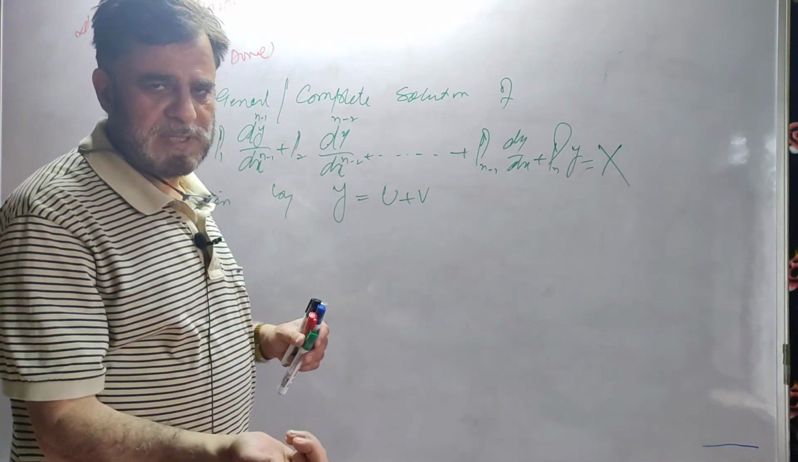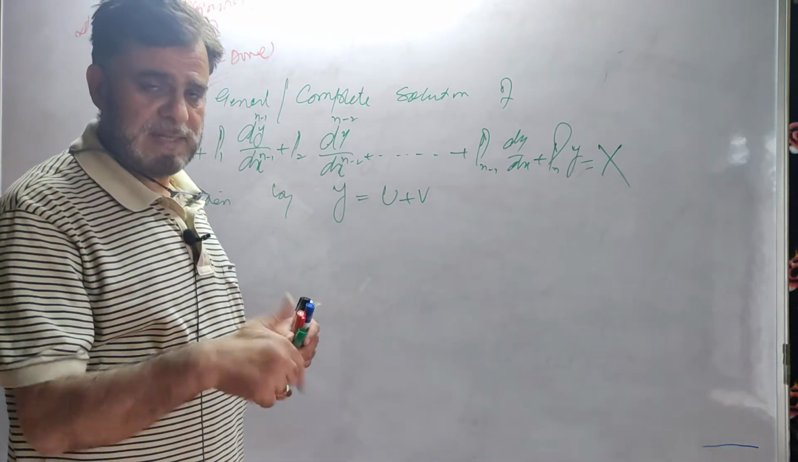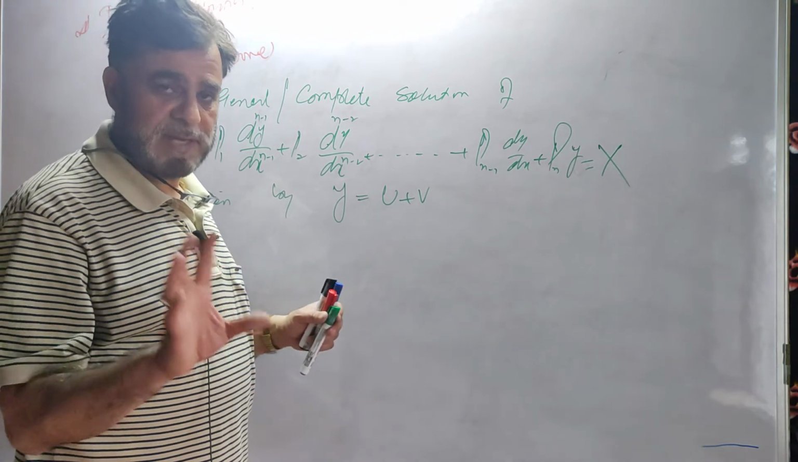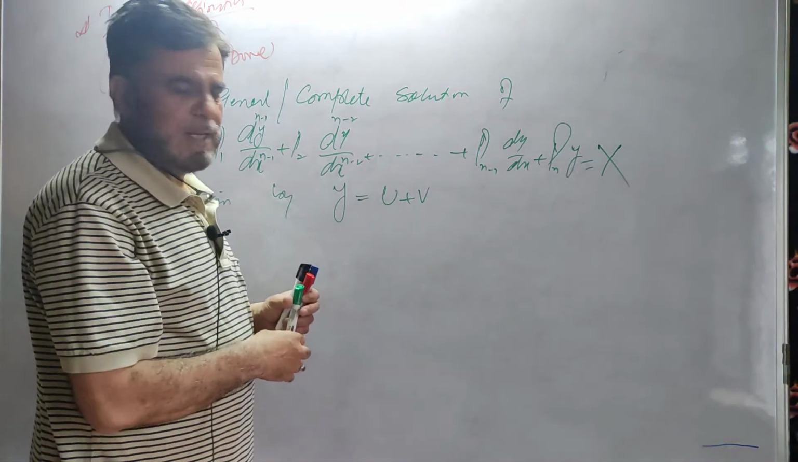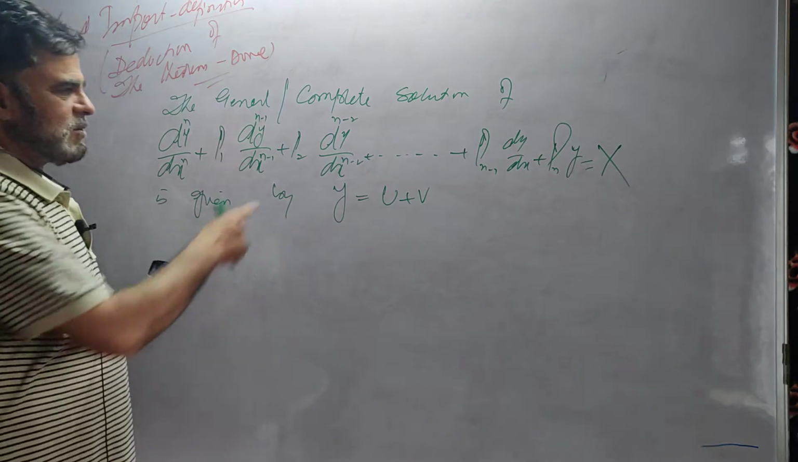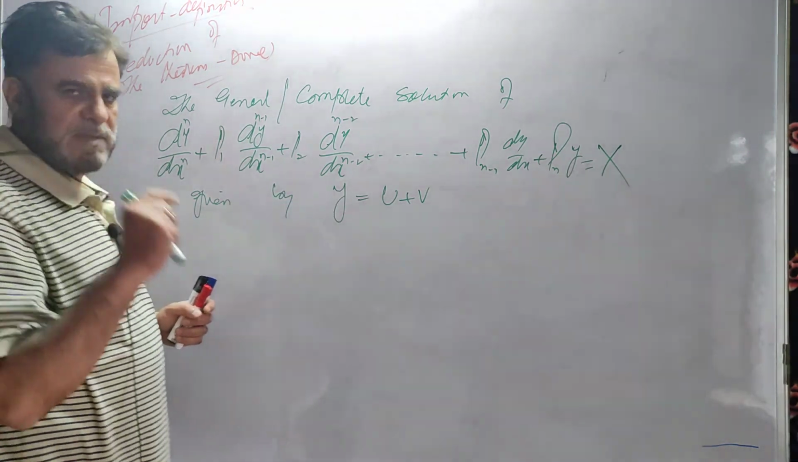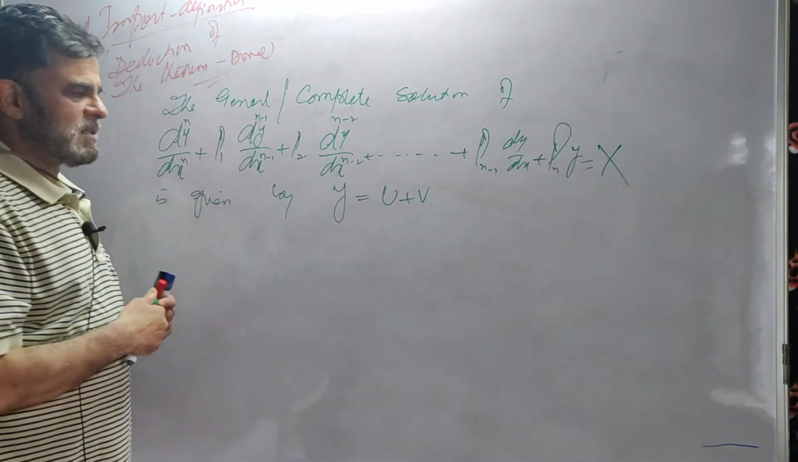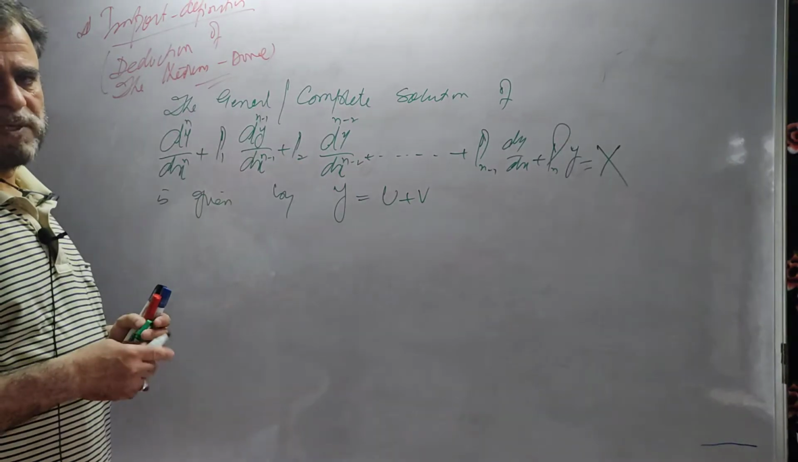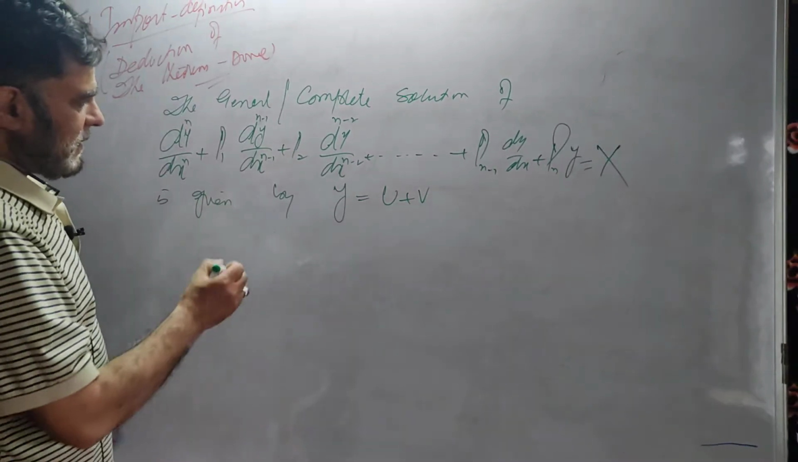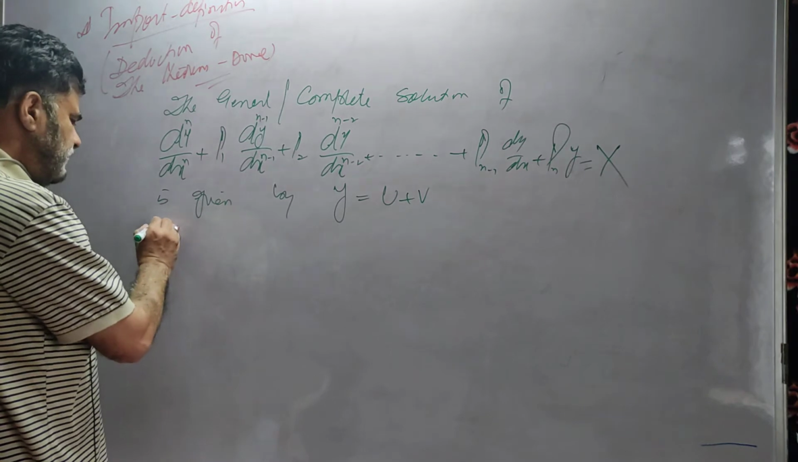In one case we wrote the right side x, in another case we wrote this without x, 0. So same is the case here. So it gives two parts. This solution contains solution of first equation, which contains two parts. One is y is equal to u plus v.